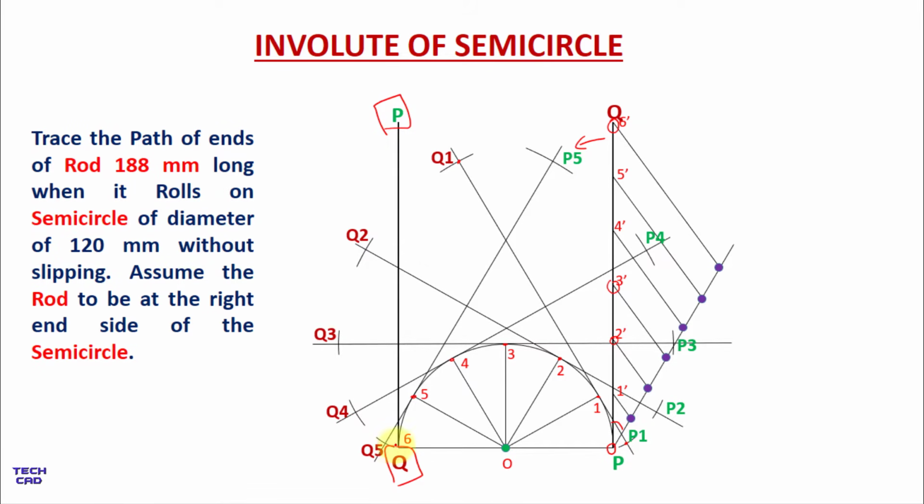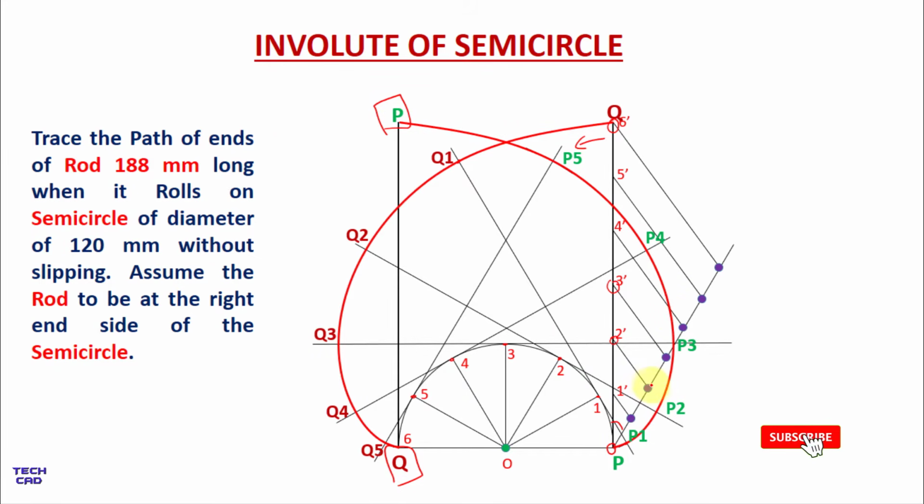Freehand, start from this Q point and end over here. In the same way, start from this P point and end over here. So this is the path traced by the ends of the rod. We have traced the ends of the rod PQ. So this is an involute of a semicircle.